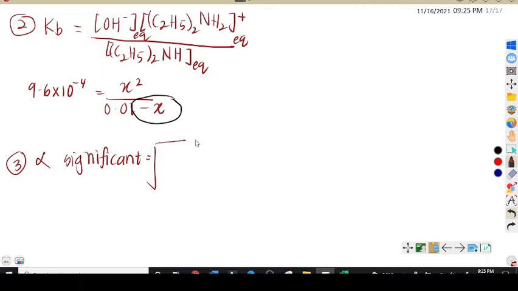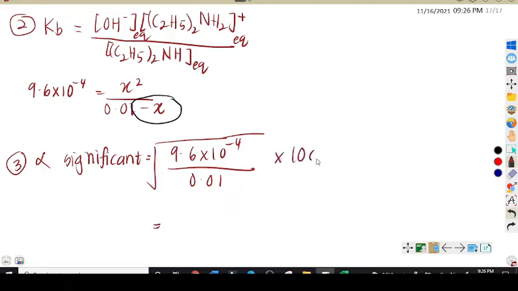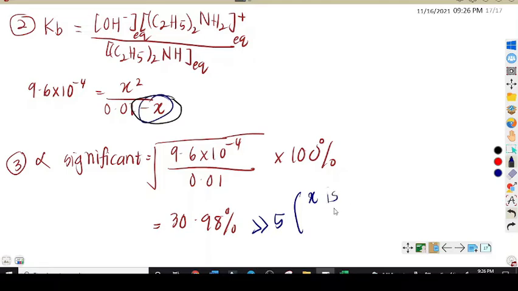That will be the square root of the Kb divided by the initial concentration of 0.01 molar, times 100%. So the alpha significant would be 30.98%. So it is really higher than 5, right? So this X is significant.